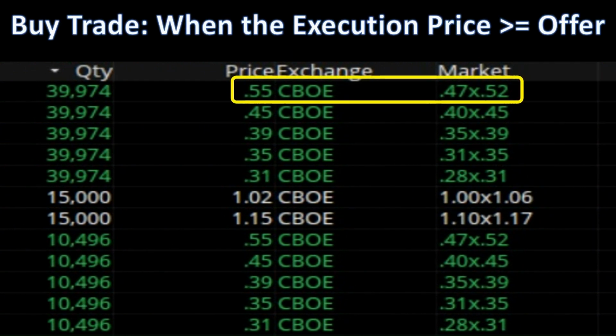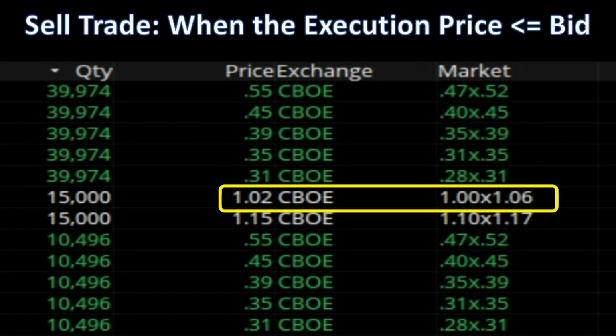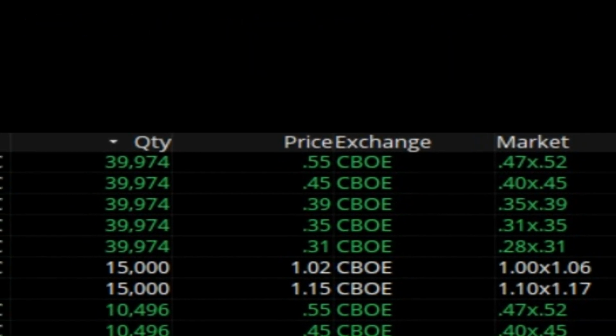Here's why. A buy trade occurs when the execution price is closer to, a little bit below, at, or a little bit above the offer price. In this case, the trade was executed at 55 cents, and at that time, the market was 47 by 52. So it's obviously closer to the 52. It shows us it's a buy trade because a buyer had to reach up and got the higher price. Conversely, in this particular trade, it went off at 102. Now, 102 is closer to the $1 bid price as opposed to the 106 offer or ask price.